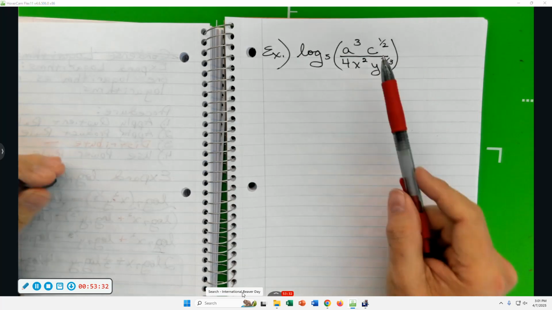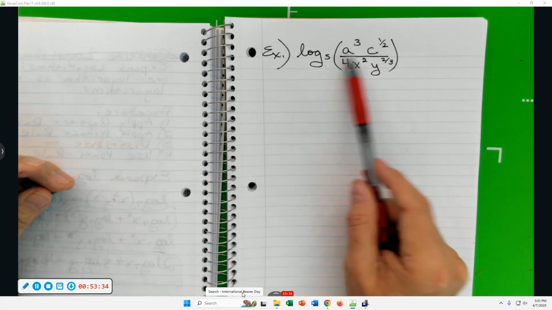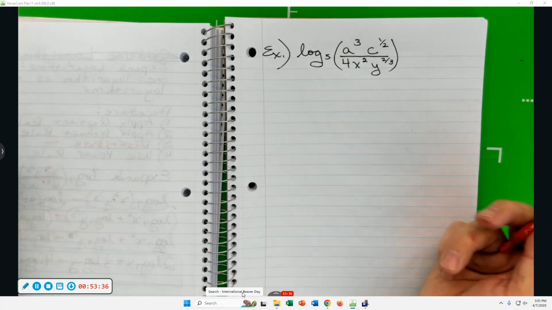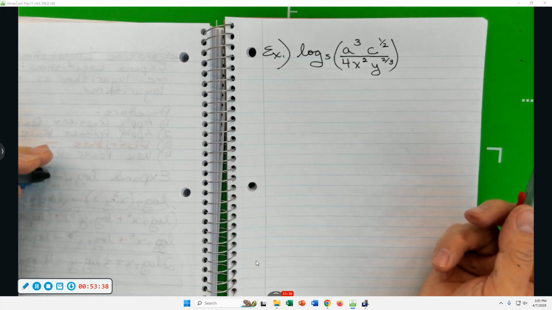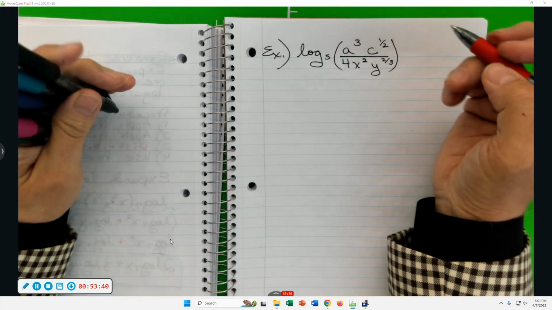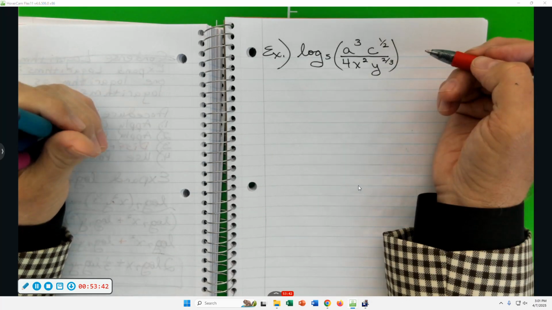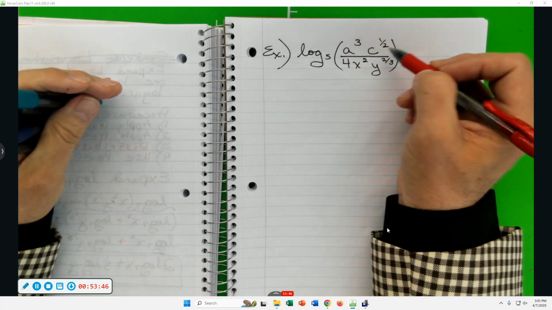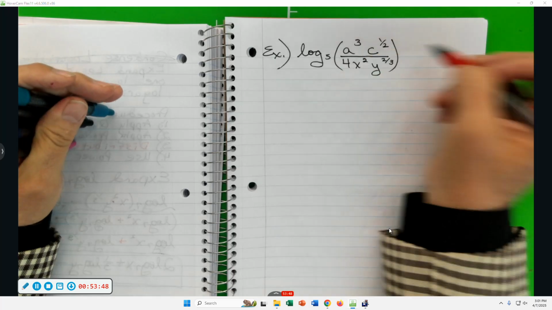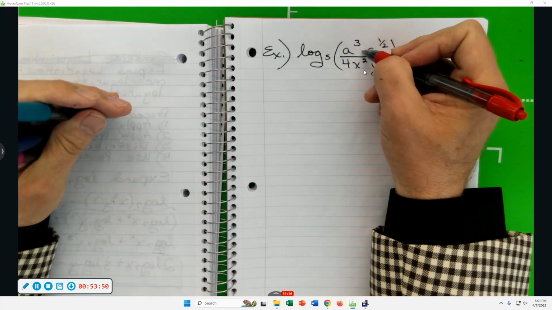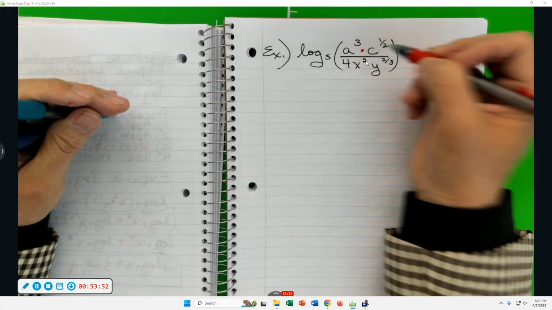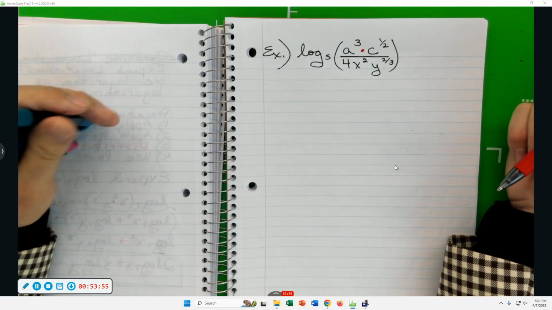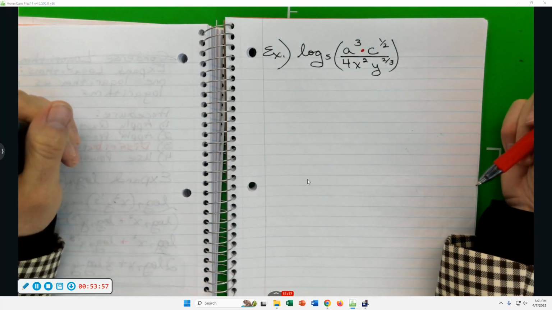First thing, I see that I have a fraction in the argument. That means I'm going to have some minuses appearing. You can split them up at multiplication and division. Well, there's a product up here. How many unique factors do we have on top? You have an A times C. That's 2 unique factors. How many unique factors do we have on bottom?